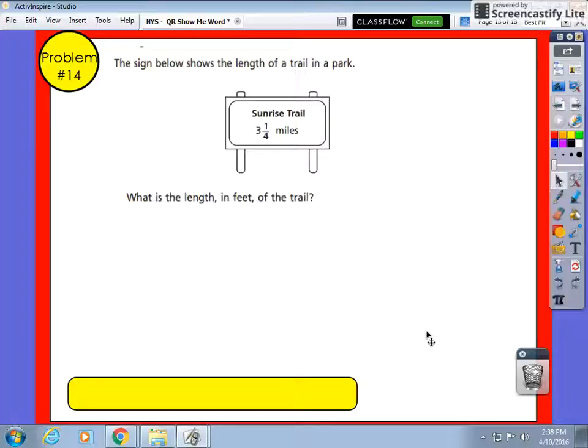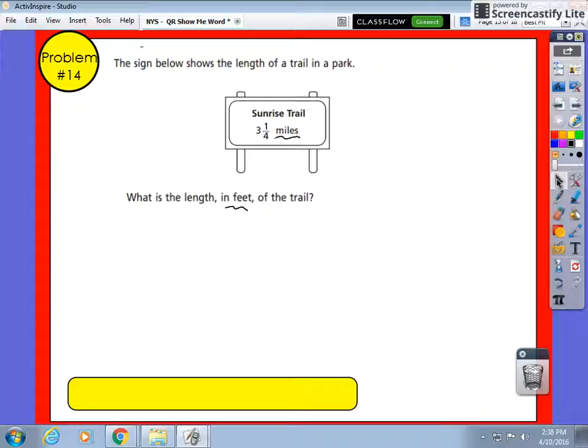Let's work on problem number 14. The sign below shows the length of a trail in a park. Sunrise Trail is 3¼ miles long. So what is the length in feet of the trail? So notice they give us miles and they want us to find feet.